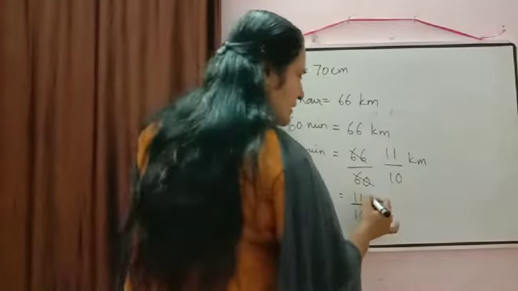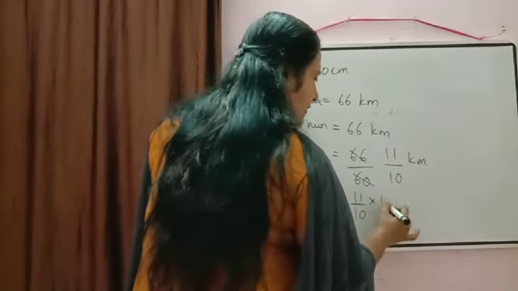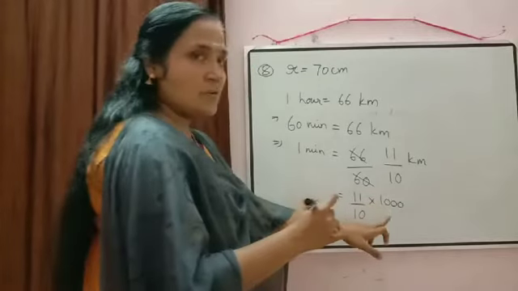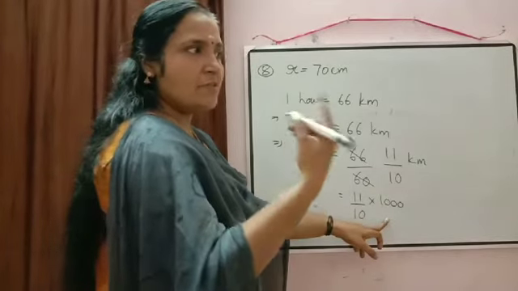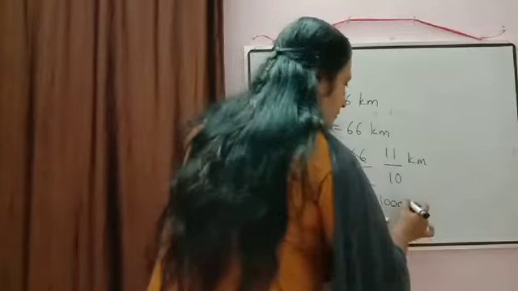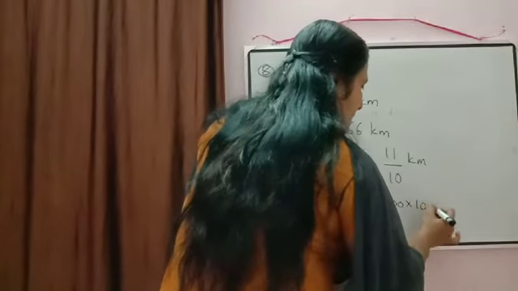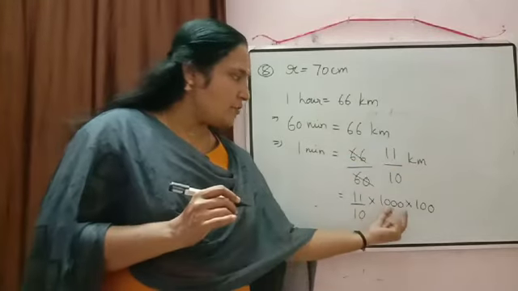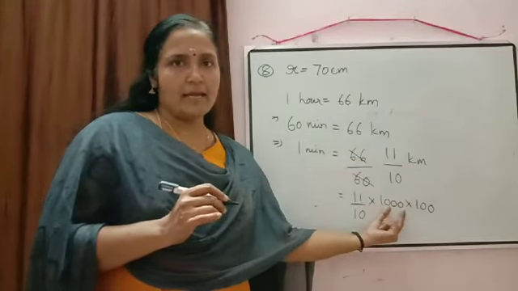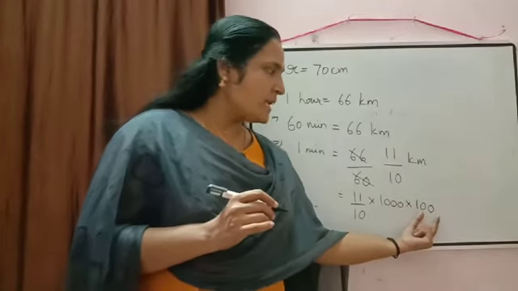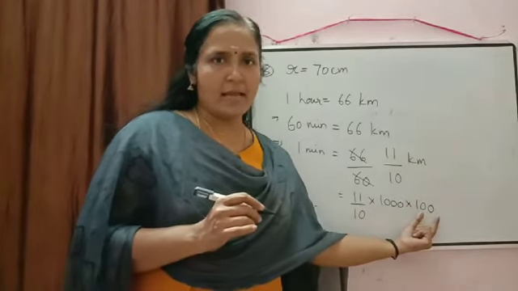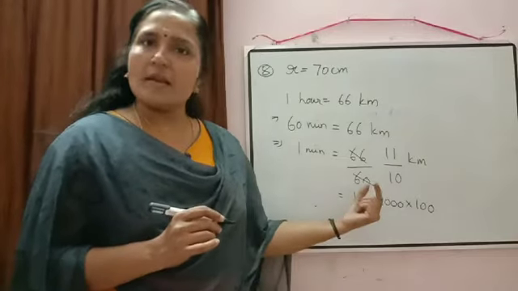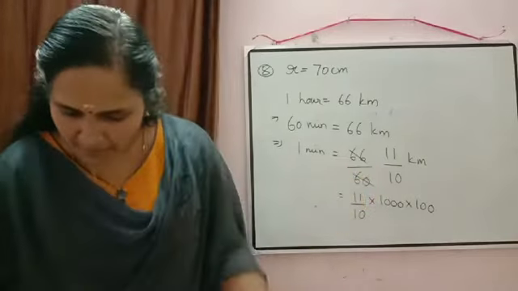So what will come first? If we have to convert kilometer into meter, we have to multiply it by 1000. At present it is converted into meter only. Now if we have to convert meter into centimeter, what we have to do? Again we have to multiply it by 100. Clear? First converted kilometer into meter by multiplying it by 1000. Then converted into centimeter by multiplying it by 100. So this is the distance covered in 1 minute. Now we can calculate the number of revolution.